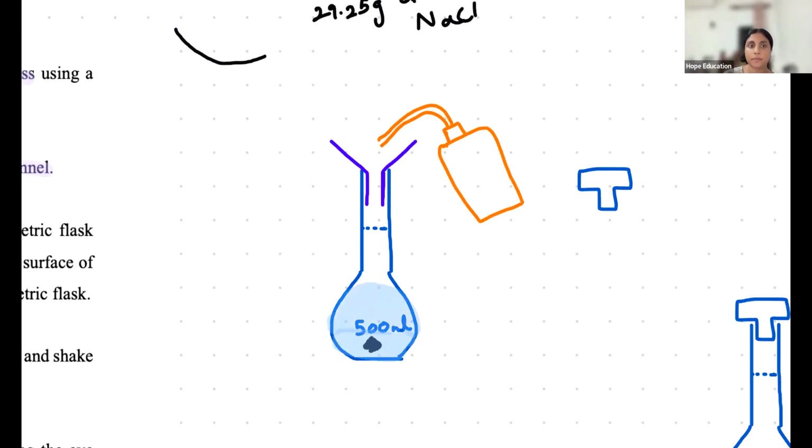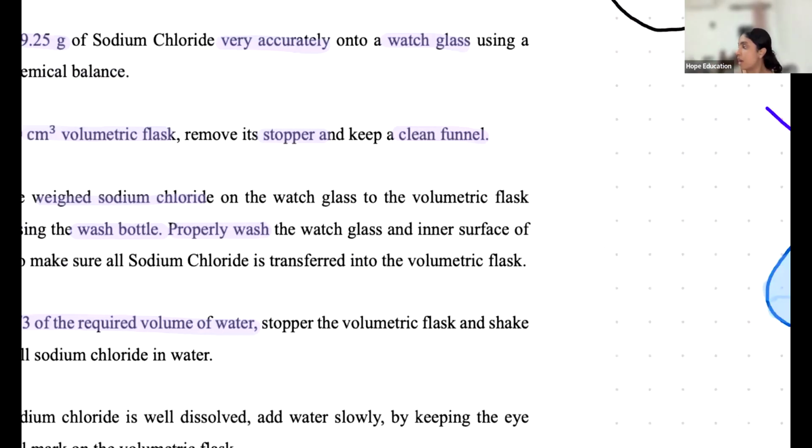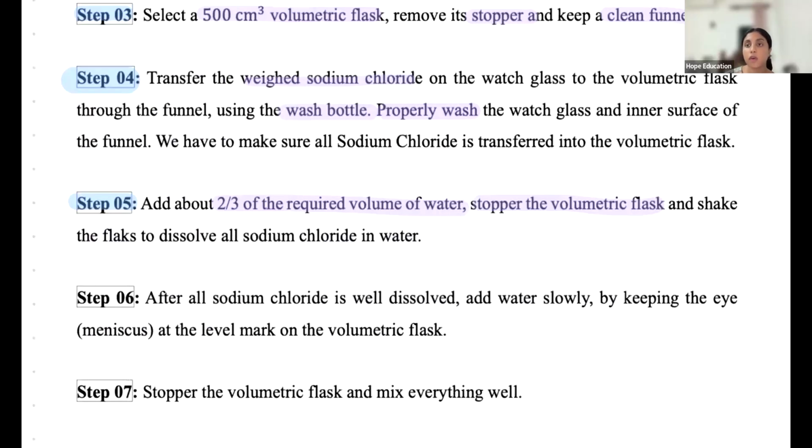Now what do I do next? Stopper the volumetric flask. Add 2/3 of the required volume of water. Stopper the volumetric flask.